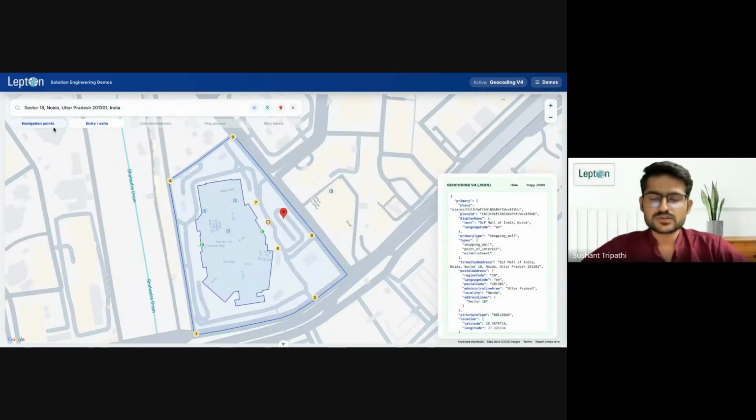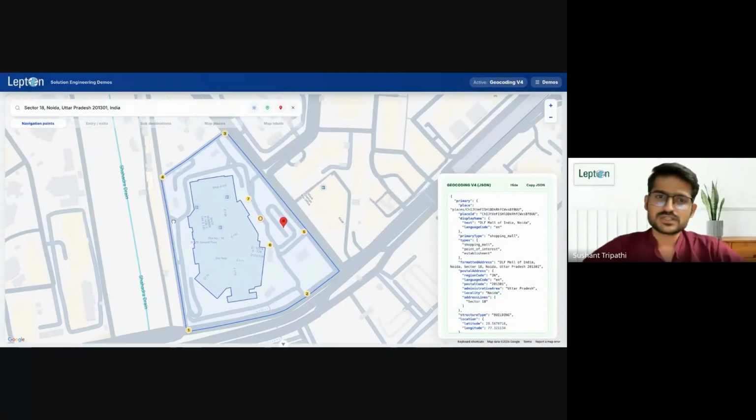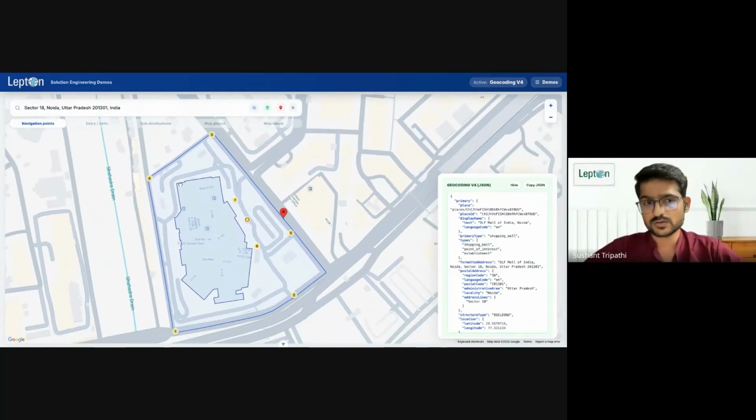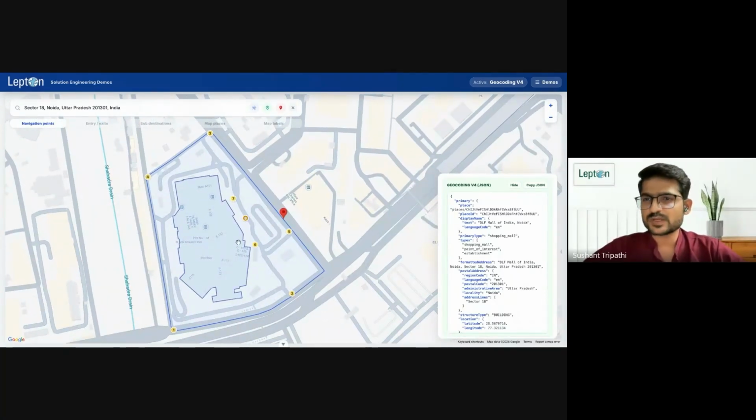Okay, so let's go step by step through what Geocode V4 returns in the response and how we can use it in our map or basically in our applications. Let's first understand the navigation points. If you are in mobility, if you are in taxi hailing services and anything like that, the navigation points are the best solution for you. How? It gives you the exact pinpoints in a specific boundary or in a specific building where you can tell the specific location to the driver.